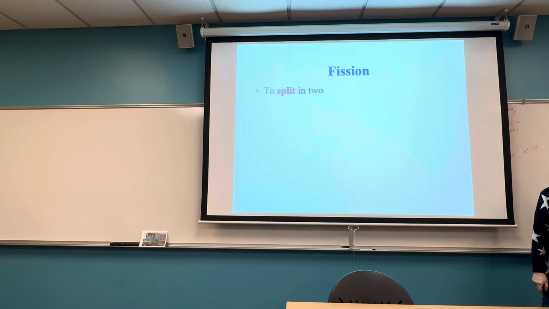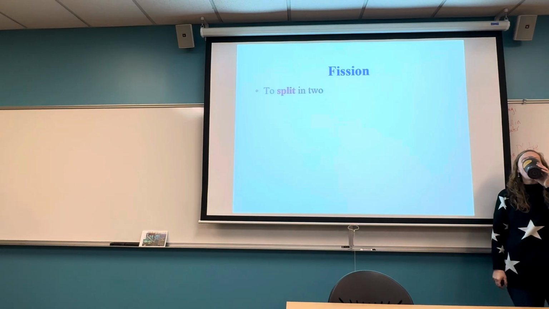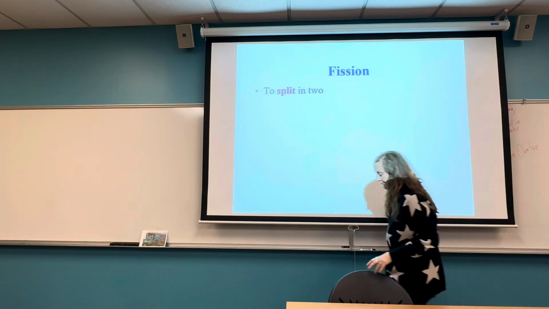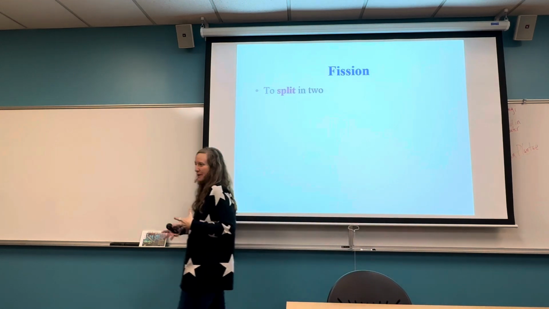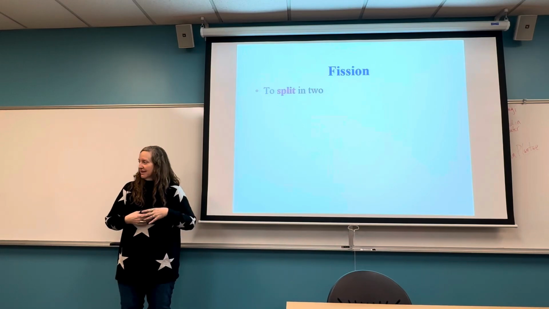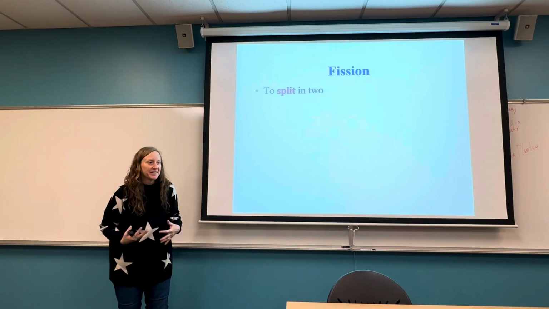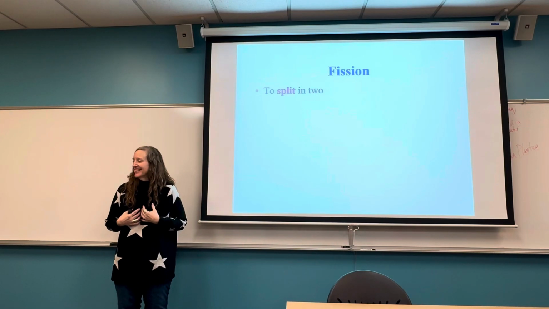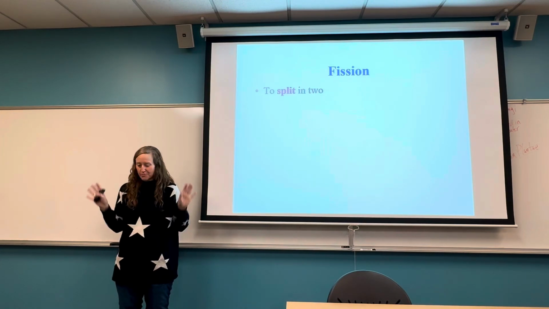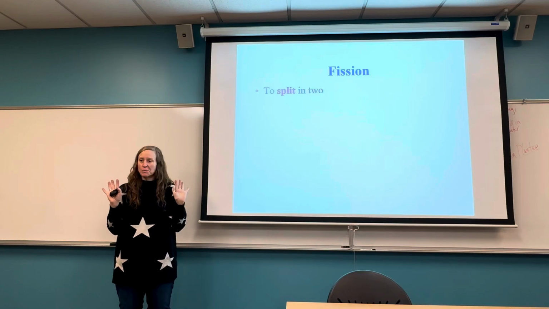Okay, they reproduce by fission. Fission means to split into two. I think this is a pretty amazing way of asexual reproduction: in about 20 minutes, some of them can grow to twice their size, copy their genetic material and all of their organelles, and whoop, split into two. 20 minutes.